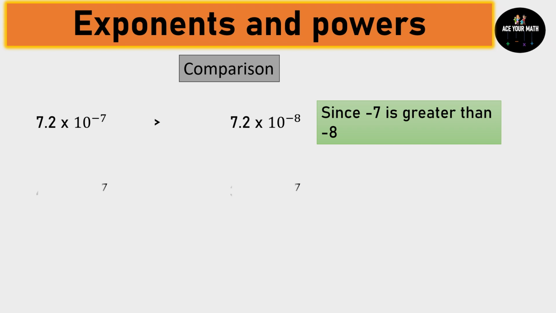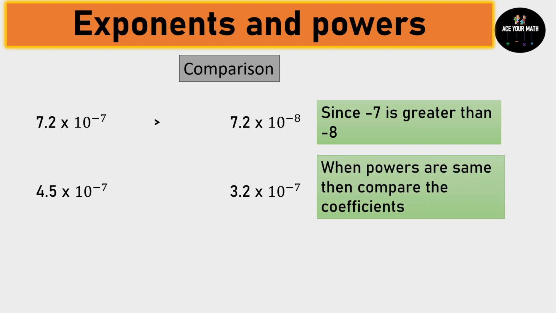Now see the other numbers. In the second pair also, both the numbers are in standard form, so no need to worry here. Always check the exponent first. The power here is the same, -7 and -7. When the powers are the same, you look at the coefficient. The coefficient of one is 4.5 and the coefficient of the other is 3.2. 4.5 is greater than 3.2, so you will put the greater sign there. So when powers are the same, compare the coefficients. Always start comparing from the powers.